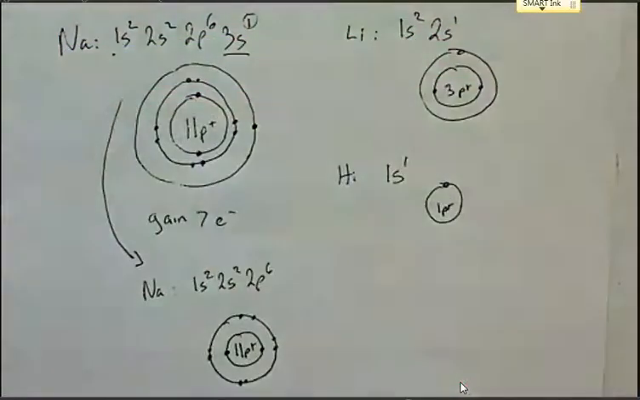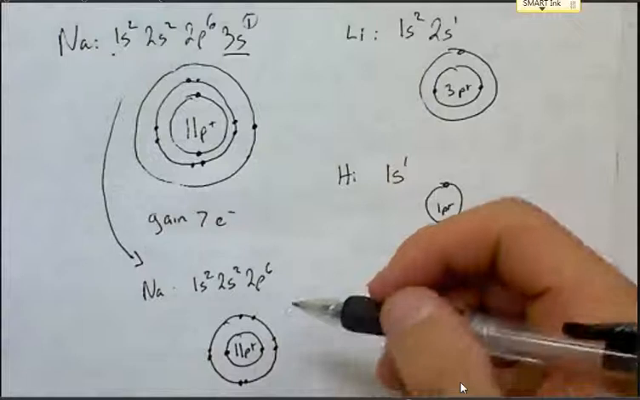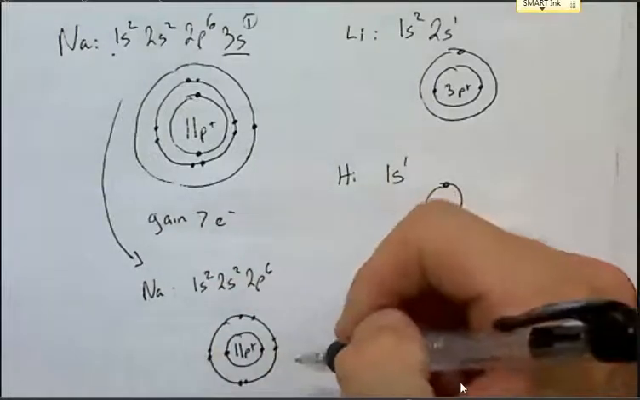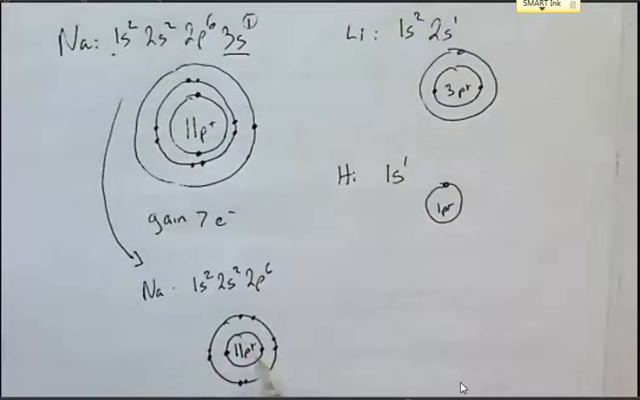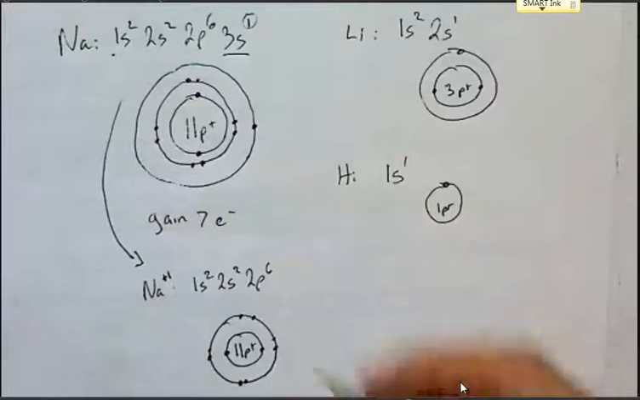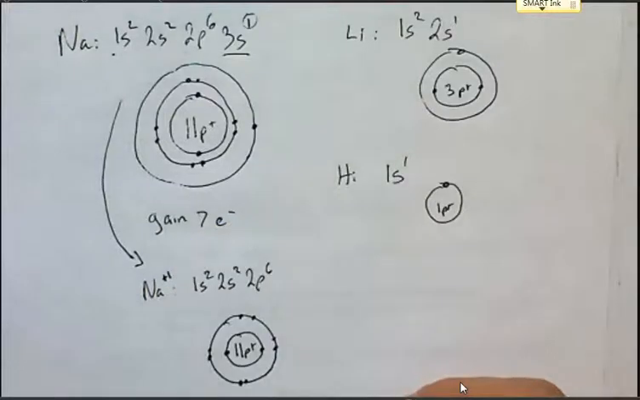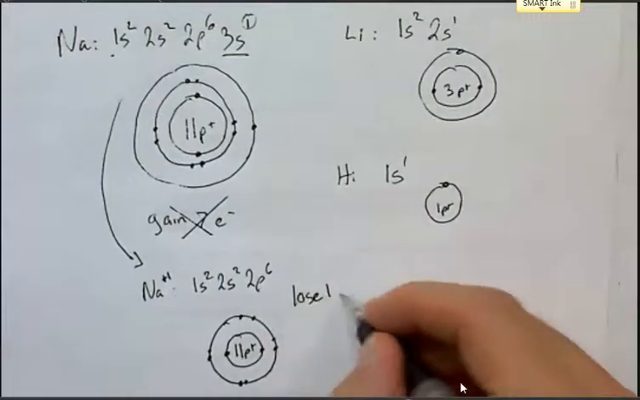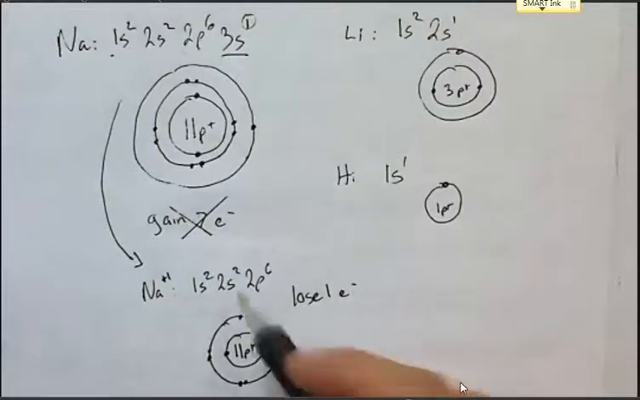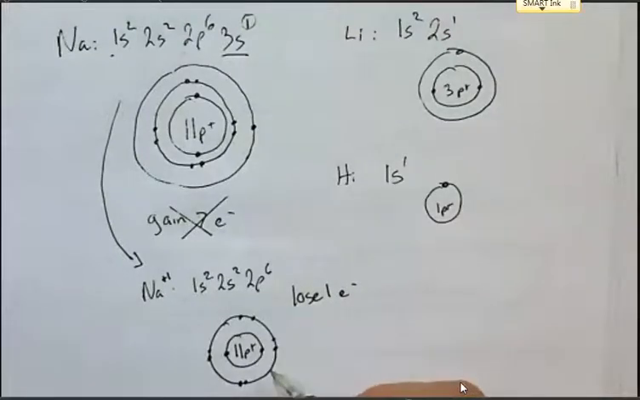So remember, these things are always trying to gain or lose electrons to make themselves look like a noble gas. Okay? Now, here's the other question. We've got 11 protons, which are positive, and 10 electrons, which are negative. 1 more positive means that this thing is going to be overall with a positive charge. So it is going to be much easier for this thing to lose 1 electron and end up looking like a noble gas.